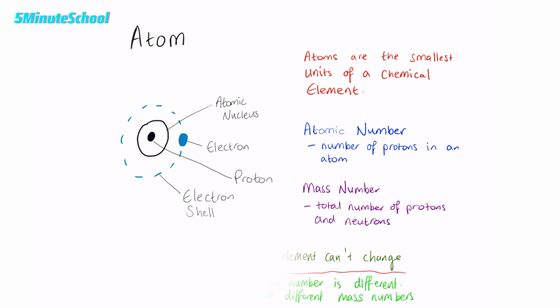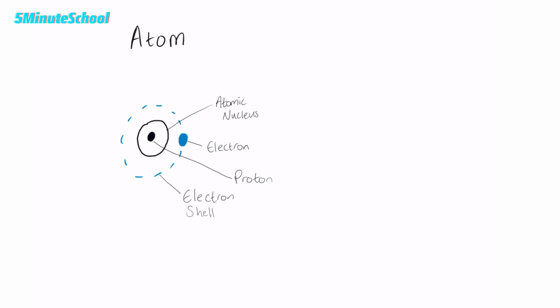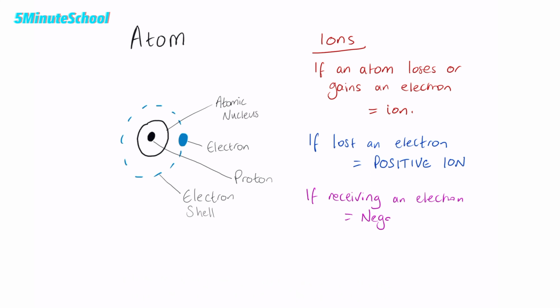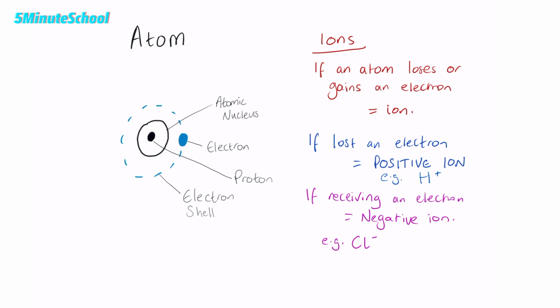If an atom loses an electron, it becomes a positive ion, because we know that electrons are negatively charged and it has lost one, so it becomes a positive ion. An example is the loss of an electron from a hydrogen atom. We then have a positively charged hydrogen ion, which is written as H+. If the atom receives an electron, then we have a negative ion because it has received something negatively charged. An example could be the chlorine atom. It receives an electron and now becomes a negatively charged chloride ion, which is written as Cl-.